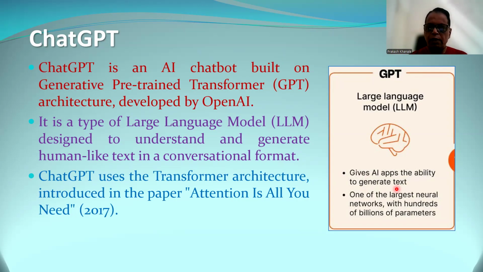And even nowadays, the versions are improved, and therefore it is possible for this model to generate images also. And this is one of the largest neural networks. Basically, ChatGPT is nothing but a neural network, one of the largest, where hundreds of billions of parameters are there and they are tuned properly. ChatGPT makes use of the transformer architecture.